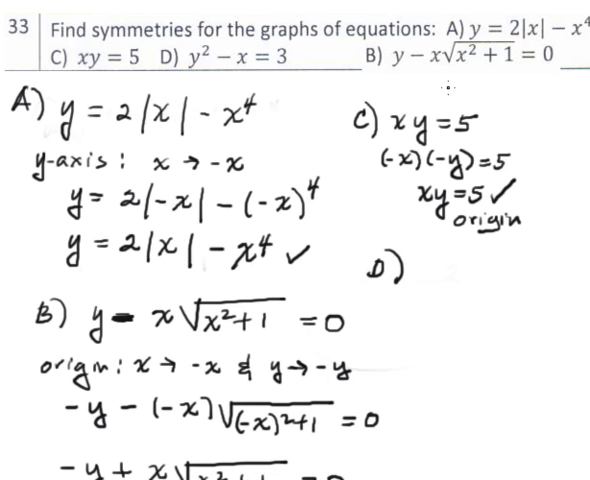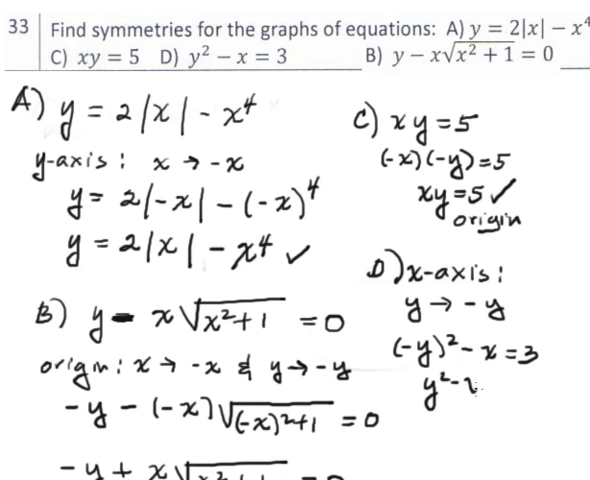And our last equation, let's see right here. Okay, this one is symmetric with respect to the x-axis. X-axis symmetry. We test that by replacing y with minus y and see if we get the same equation back. Okay, so that would be minus y squared minus x equal to 3, which is the same as y squared minus x equal to 3. So we do have x-axis symmetry.